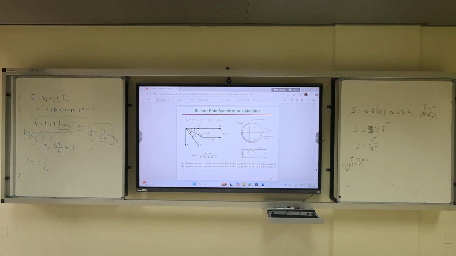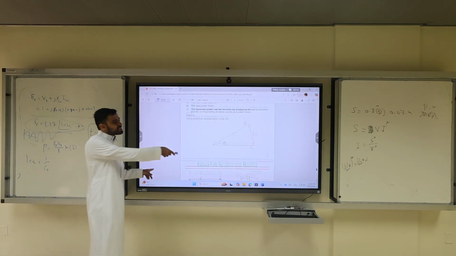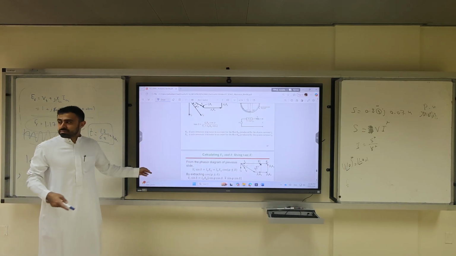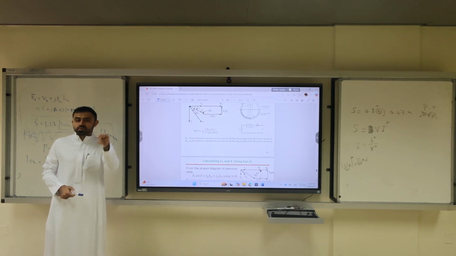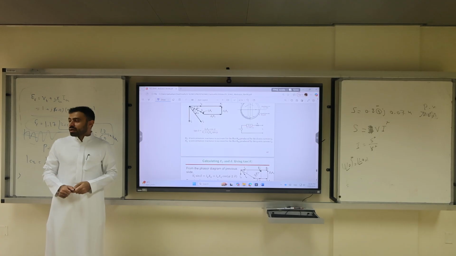So I expect the help session to at least discuss these 5 practice problems, plus the question that will come in the exam. What is the question that will come in the exam? The swing equation. It's very important.